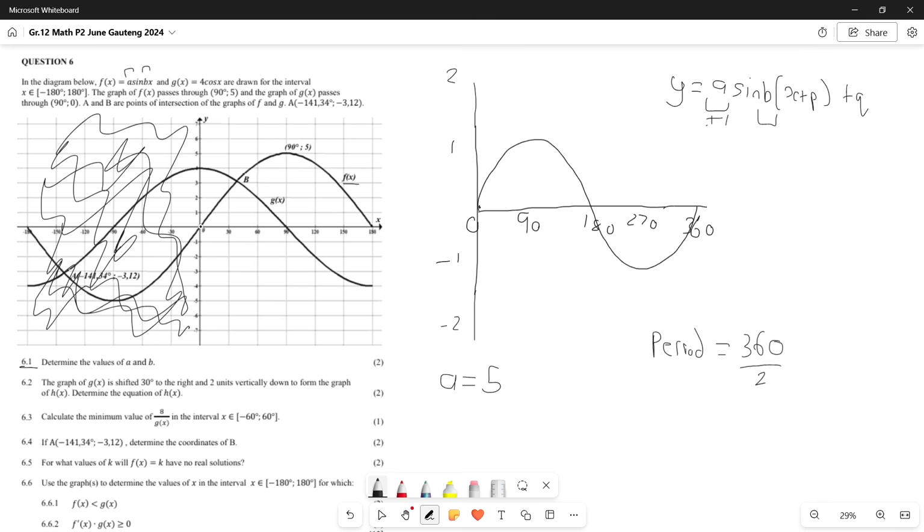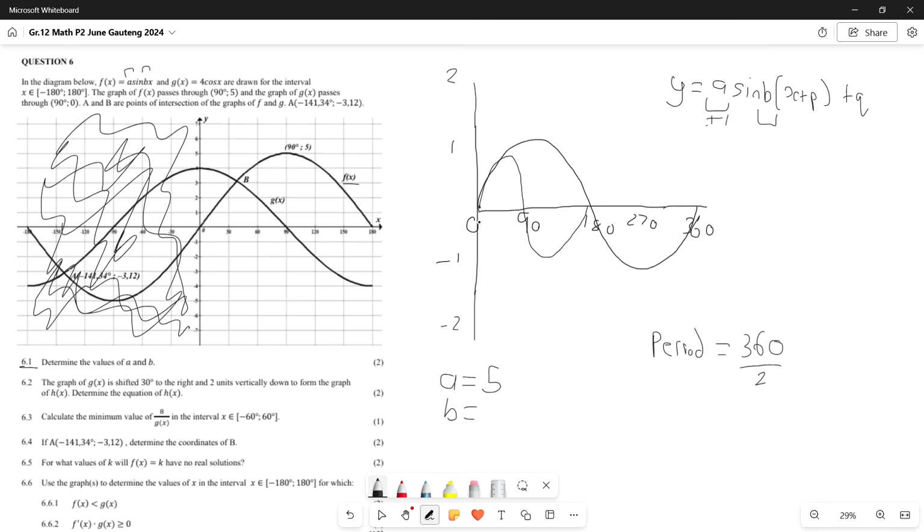Because we've identified our starting point, we see that the shape is similar, and then at 90 degrees still, as we can see here, it is at its maximum. But this time, instead of a maximum of 1, it's at a maximum of 5. Okay, so all we have to do is write A equals 5 over there. We've earned 1 mark, and then B has to do with our period.